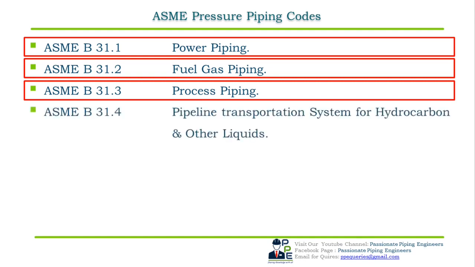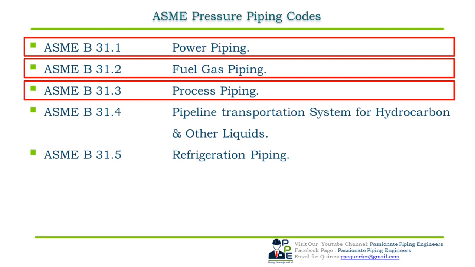ASME B31.4, pipeline transportation systems for hydrocarbons and other liquids. This code is used for the pipelines that transport liquids between plants, terminals, pumping, regulating, and metering stations. The liquids transported through these pipelines include crude oils, natural gasoline, liquefied natural gas, that is LNG, liquefied petroleum gas, that is LPG, petroleum and other liquid petroleum products between tank farms, refineries, and terminals, and can be through rail, marine, and truck.